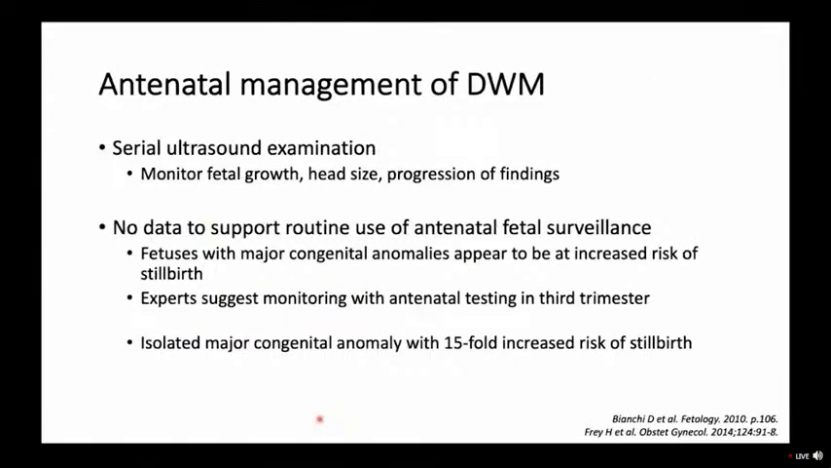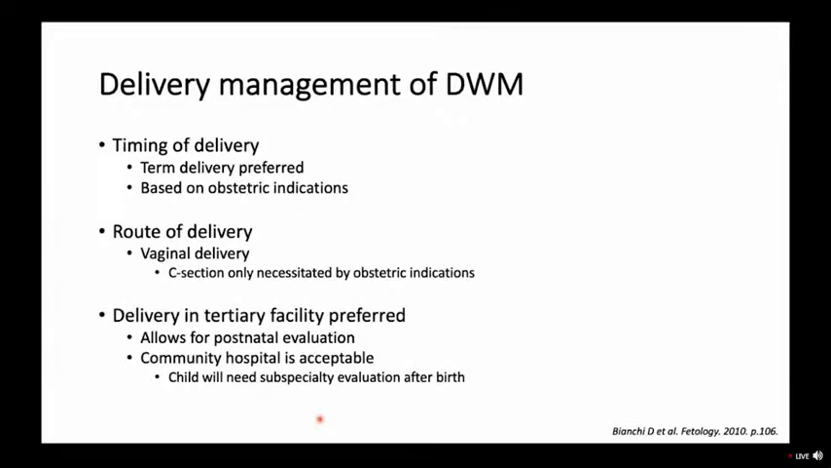Any abnormality in the posterior fossa, please watch, because they can go on and develop hydrocephalus and ventriculomegaly. Please do antenatal testing on these babies on a weekly basis. It's important to make sure that these kids don't have a stillbirth in utero. Their delivery should occur at term. There's no need to have these babies preterm. They can deliver vaginally unless they develop massive ventriculomegaly. Again, a head circumference of 40 centimeters and above predicts the need for cesarean section.